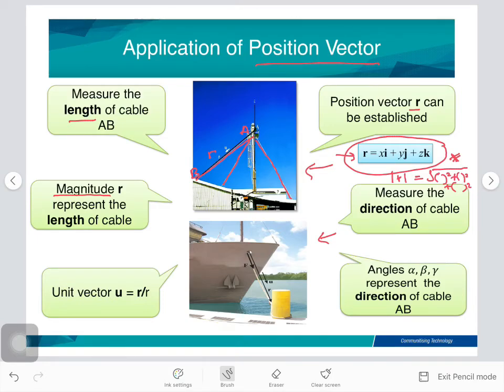Next, how do we measure the direction of cable AB? In 3D, direction means determining the angles alpha, beta and gamma. To determine alpha, beta and gamma, you can use the unit vector. Can you remember, the unit vector is represented by the vector divided by its magnitude. So if you have the position vector RAB, the unit vector is equal to the position vector AB divided by its magnitude. This is the application of the position vector.